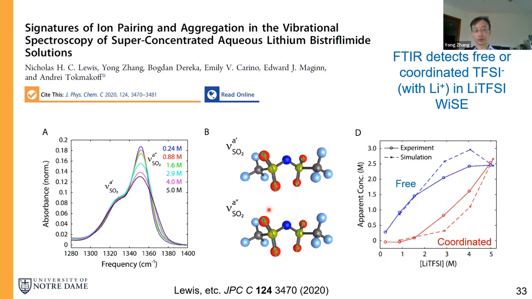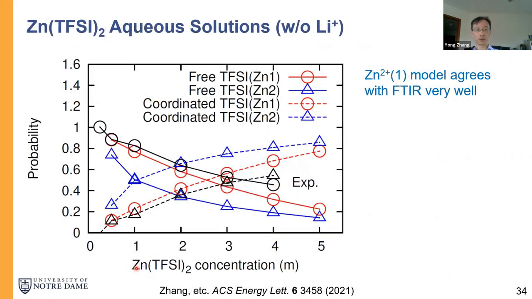Now we want to use the same idea to see the behavior in this lithium zinc mixture. However, in experiments, they cannot distinguish lithium and zinc. They are both metal, they can both coordinate to TFSI. So instead, we use only a pure zinc TFSI solution. There's no lithium in this case. We did the same calculation and the same experiments, and compared both models. It turns out that the first model agrees with the experimental results much better. The first model, if you remember, gives us zinc coordinated by six water, even at high TFSI concentration.